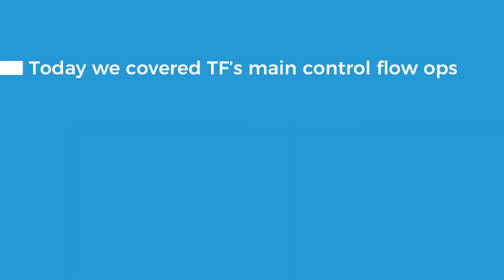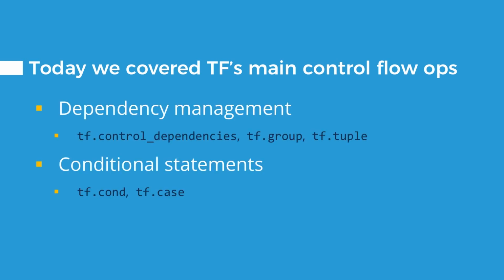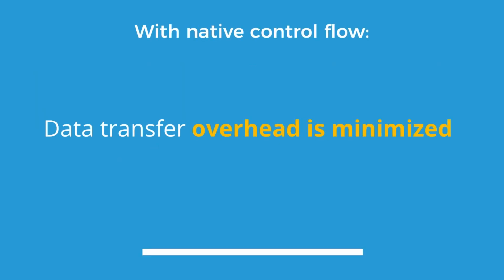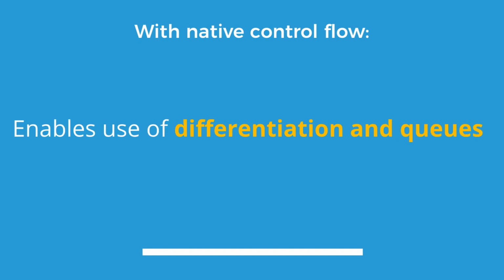And so now let's wrap this up. Today we just covered TensorFlow's main control flow ops. We talked about dependency management, conditional statements, and loops. And when you use native control flow, you minimize your overhead from data transfer. Your graph logic is self-contained, and it enables the use of automatic differentiation and queues.